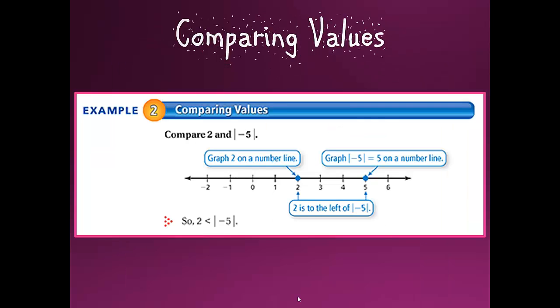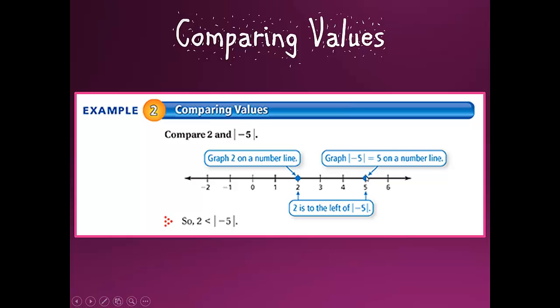Now we're going to be comparing values. We want to compare 2 and the absolute value of negative 5. So first we need to graph both of these. First we'll graph 2 on the number line, and 2 would be right here on our number line. Then we need to graph the absolute value of negative 5. The absolute value of negative 5 would be 5, because negative 5 is 5 away from 0 on a number line. So the absolute value of negative 5 is positive 5.